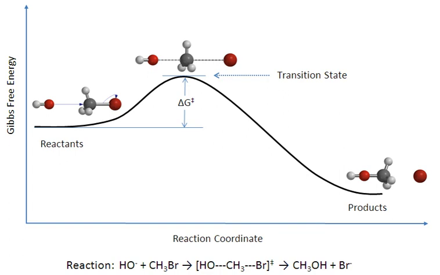Topic: Canonical variational TST. A development of transition state theory in which the position of the dividing surface is varied so as to minimize the rate constant at a given temperature.